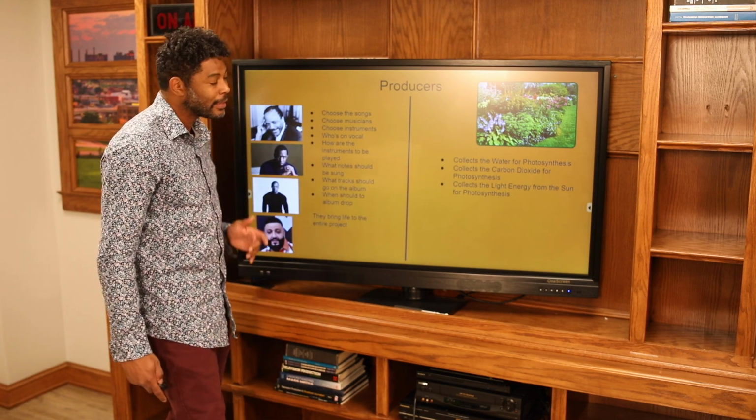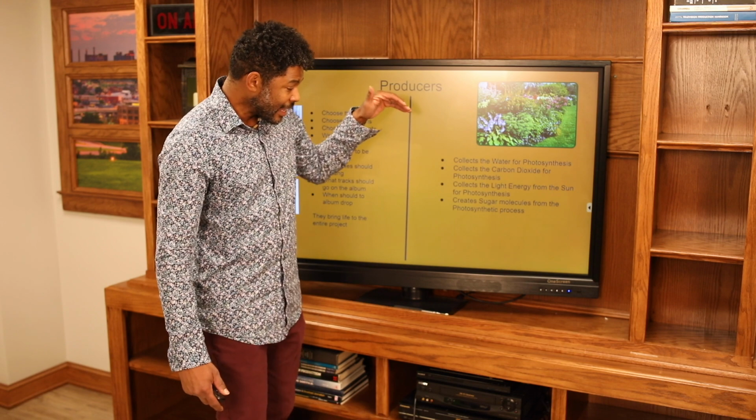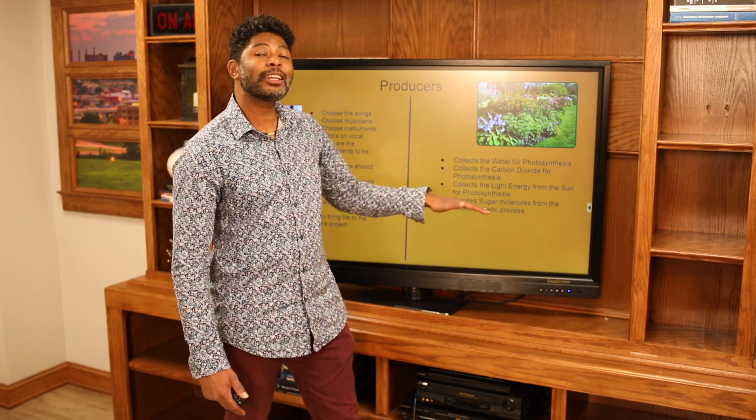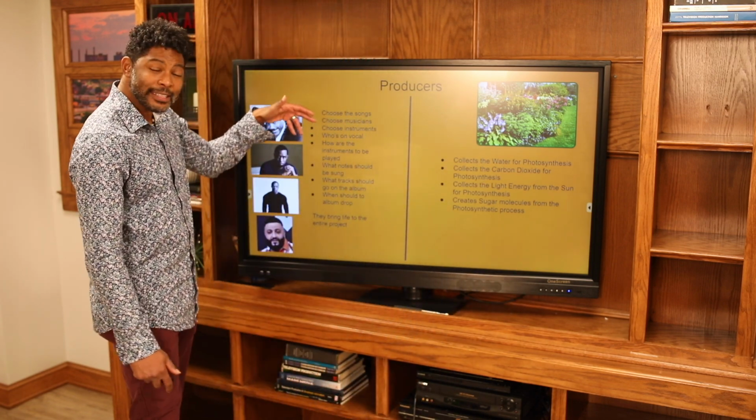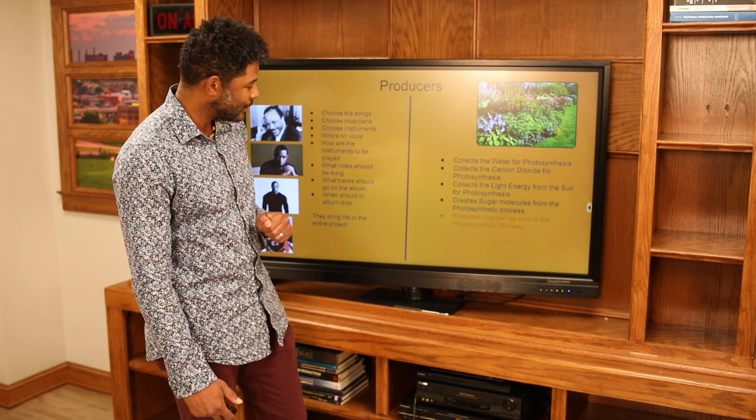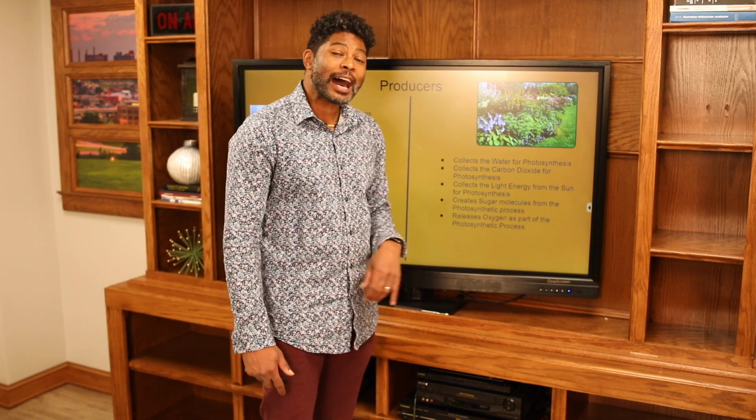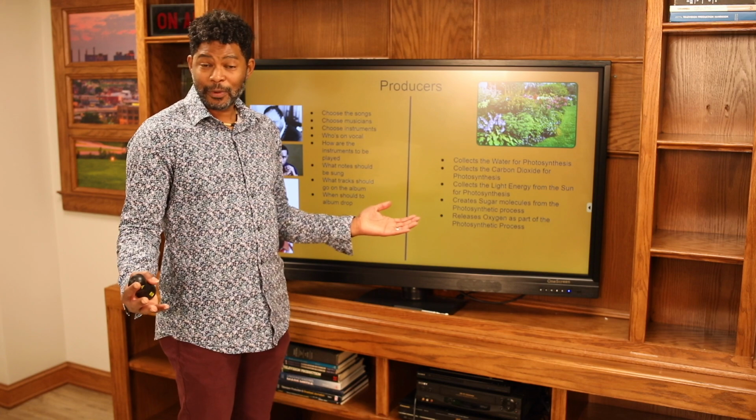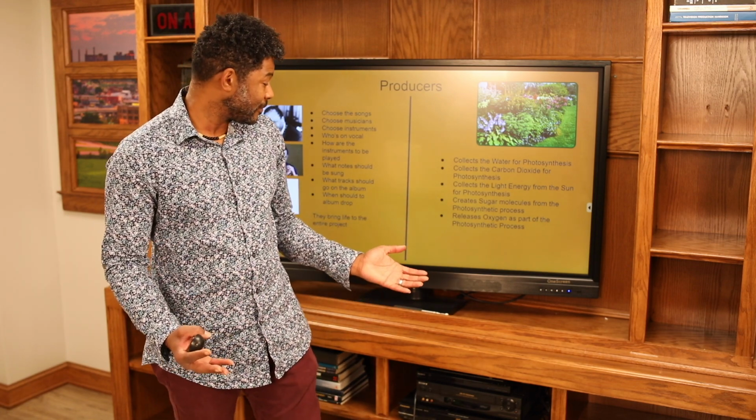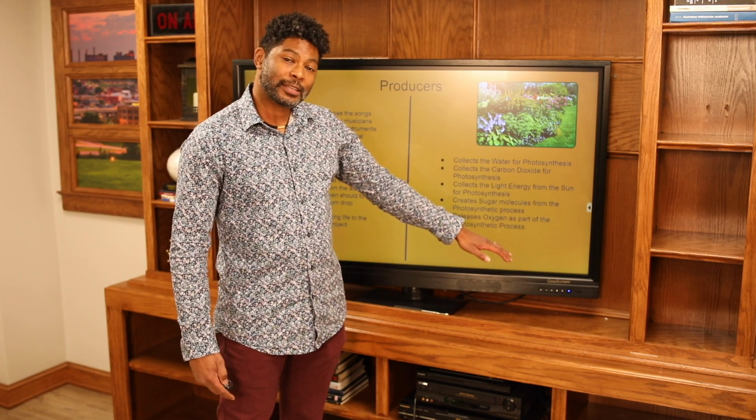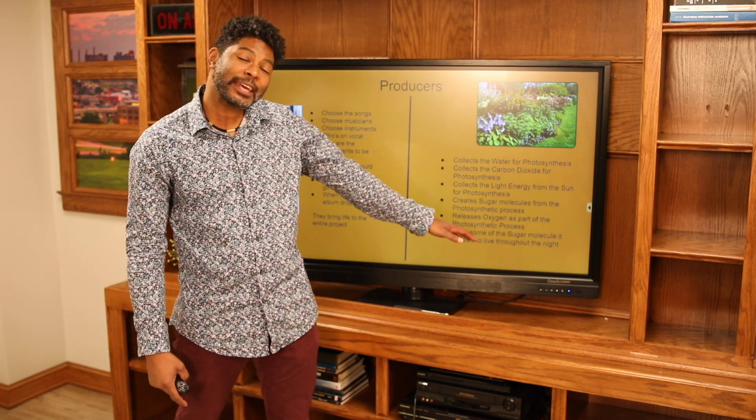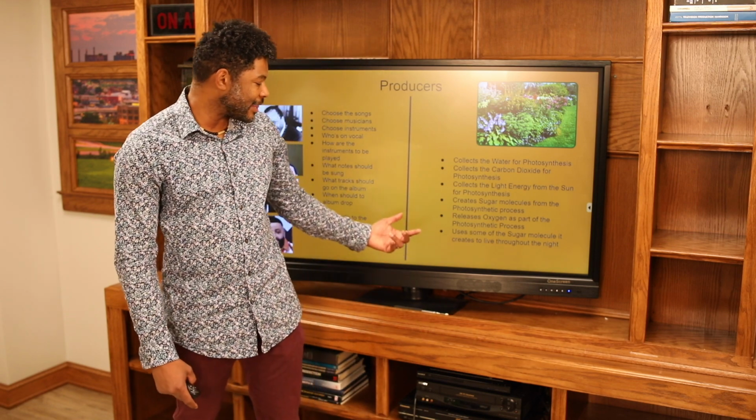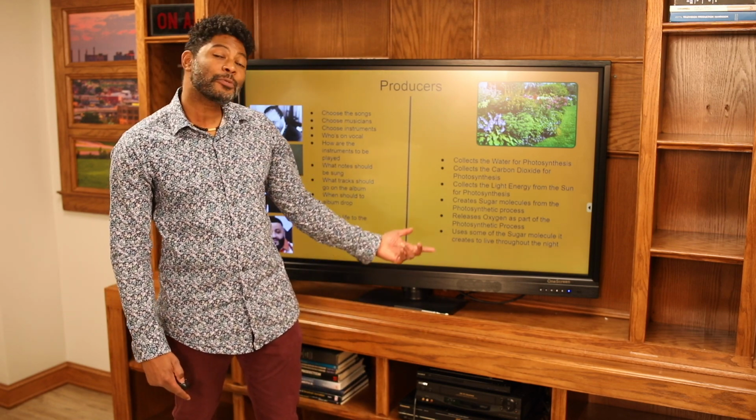That's what they do. Then they take all of that and they create the sugar molecules we're talking about, from the photosynthetic process. All of this, now we have a song. They release oxygen, because, let's be real, they're not the only ones on the planet, through the photosynthetic process. And then the most important thing is they take some of that sugar that they created and they use it to live throughout the night.